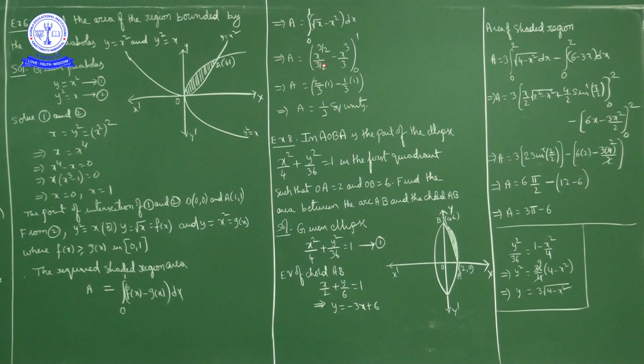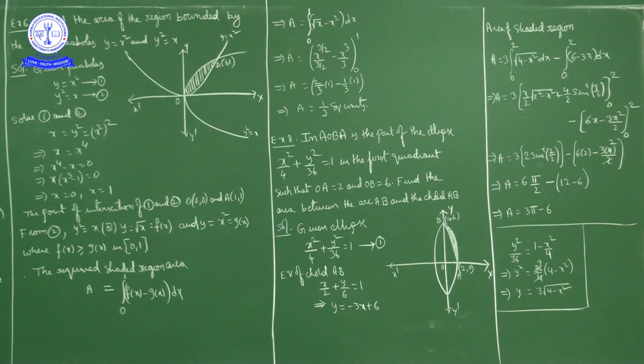Now the 3 by 2 in the denominator becomes 2 by 3 in the numerator. So 2 by 3 into, in place of x we substitute 1, that is 1 only. So 2 by 3 into 1, 2 by 3, minus here in place of x you substitute 1. 1 cube is 1, so 1 by 3. In place of x if you substitute 0, it is 0 only. So no issue. So the area is equal to 2 by 3 minus 1 by 3, that is 1 by 3 square units.